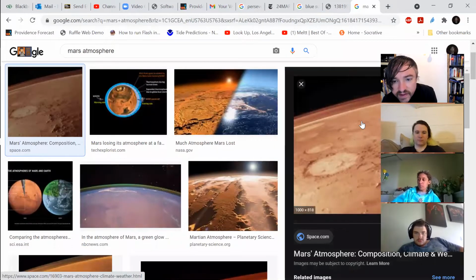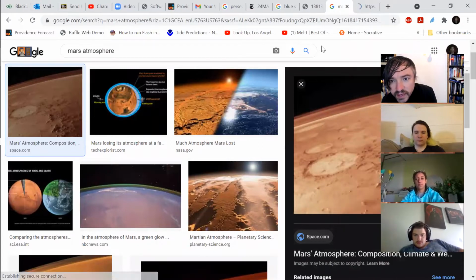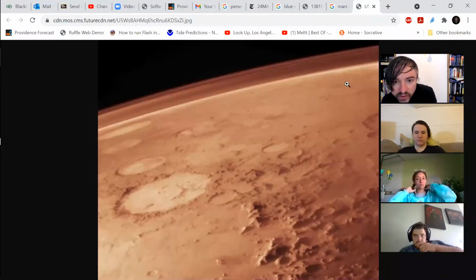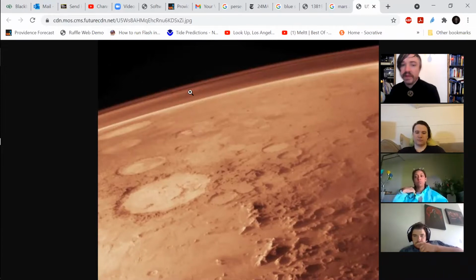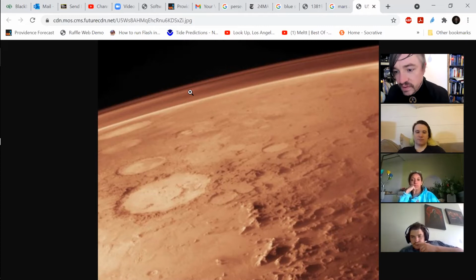I think I have this in my slideshow today. Here's a picture where you can actually see the atmospheric limb. Mercury does not have a substantial atmosphere. People study sodium atoms bouncing around the surface of Mercury. That's not a real atmosphere. Let's get real, okay? The moon is almost completely airless.